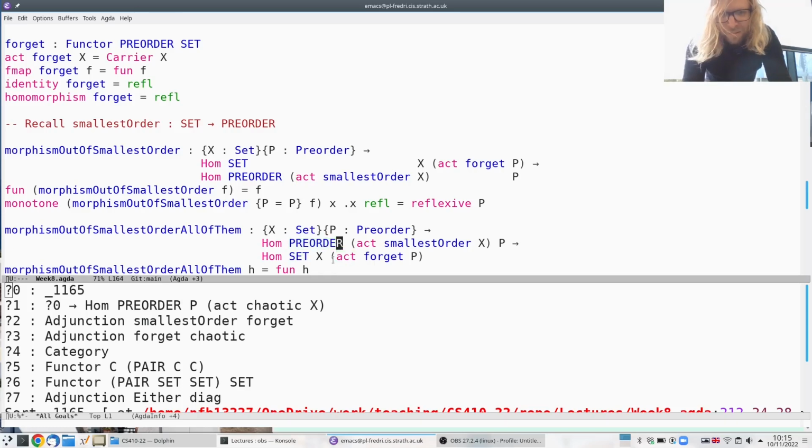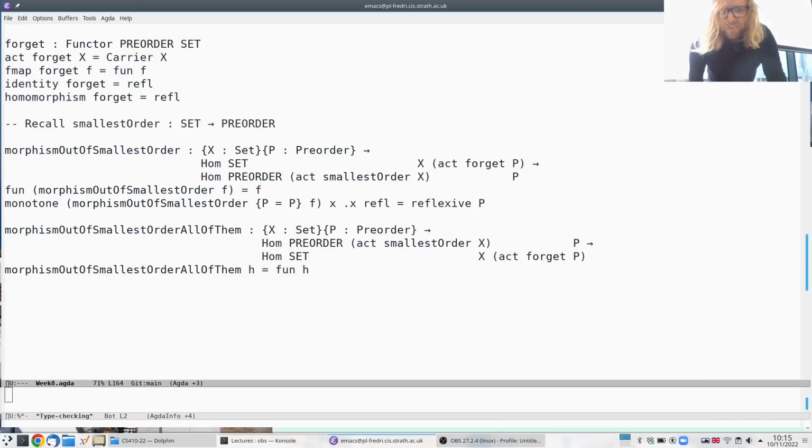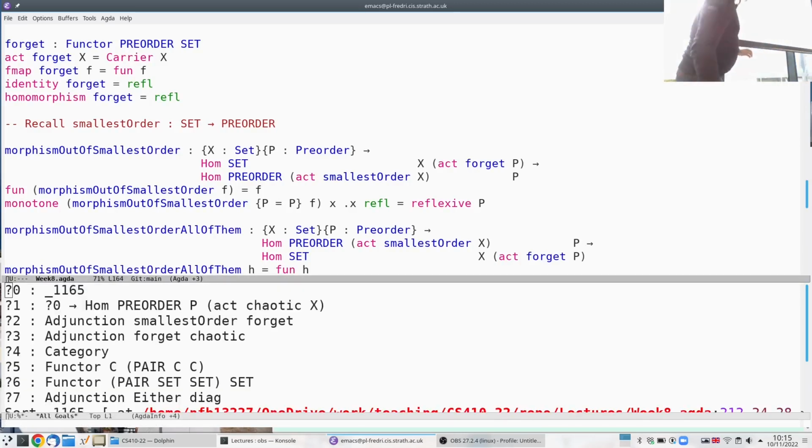Right. And I suppose we could do something down here to make the point. Right. So we see that what we have is a way of flipping the smallest order here on the left to forget on the right and back again, right?